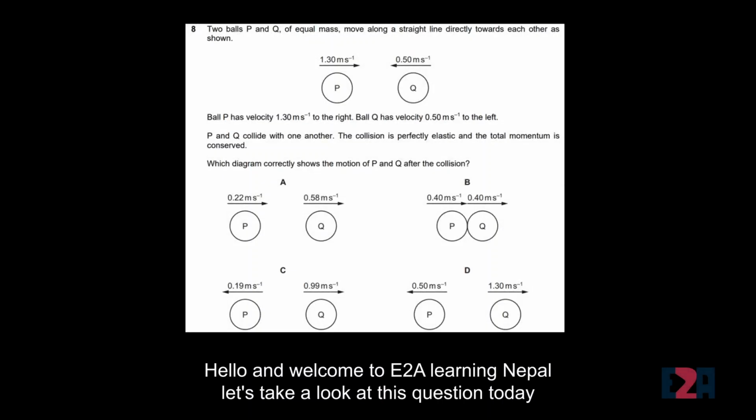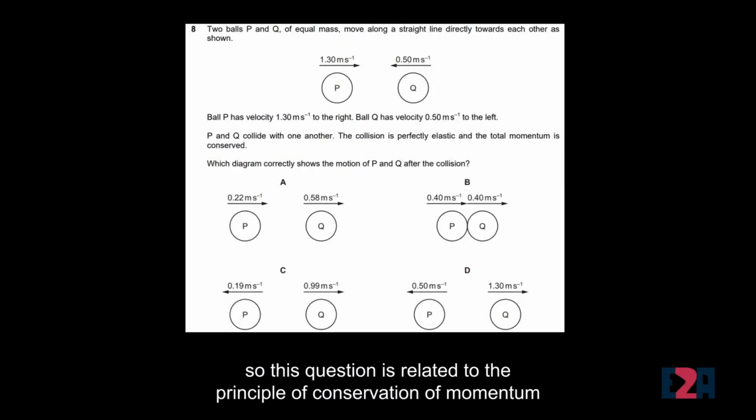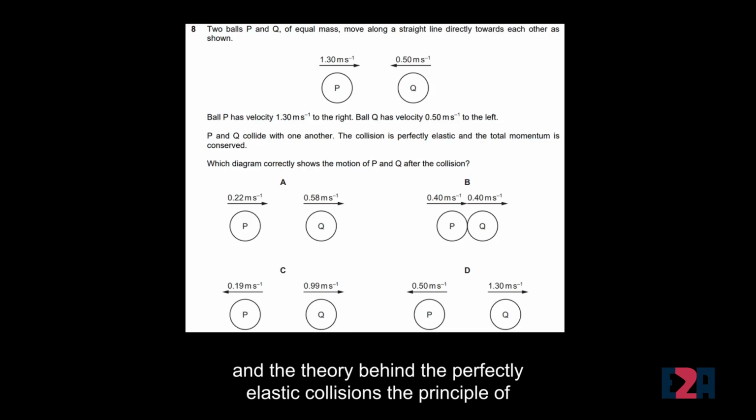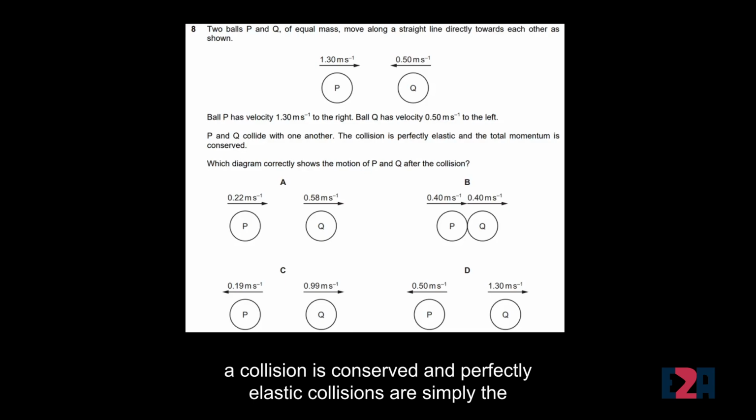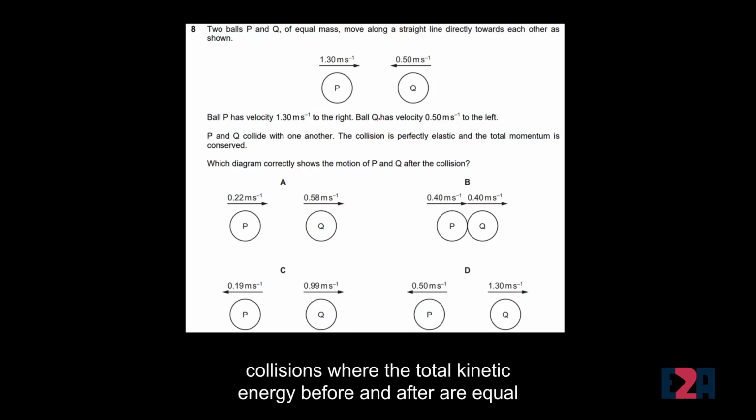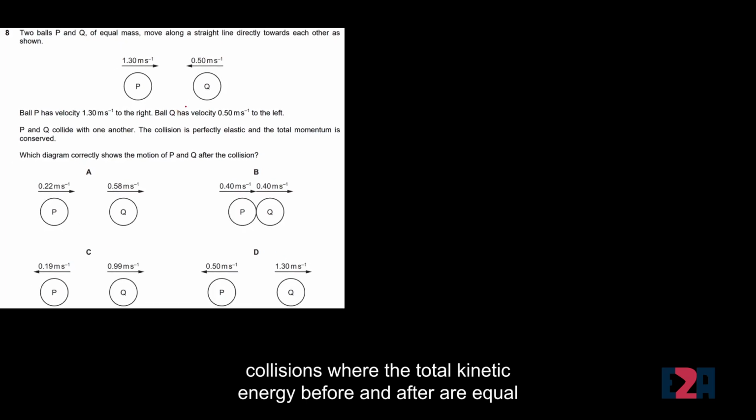Let's take a look at this question today. This question is related to the principle of conservation of momentum and the theory behind perfectly elastic collisions. The principle of conservation of momentum simply states that the total momentum before and after a collision is conserved, and perfectly elastic collisions are simply collisions where the total kinetic energy before and after are equal.